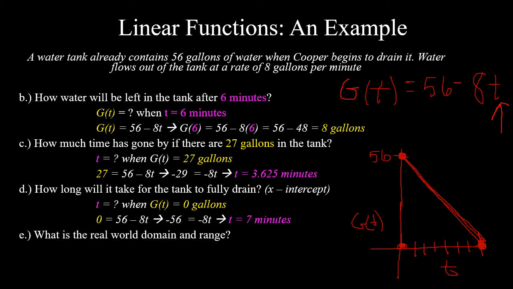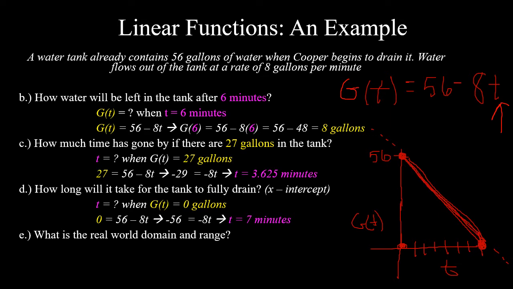This line, g of t equals 56 minus 8t, it could extend. It does, in fact, extend beyond this, right? It would just keep going up and down, but we're not concerned about those other values. We're only concerned about the values on this line right here, okay? That's all we're concerned about.